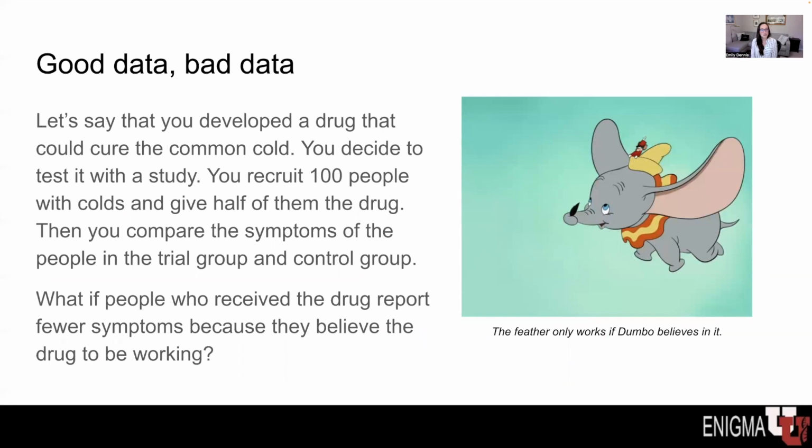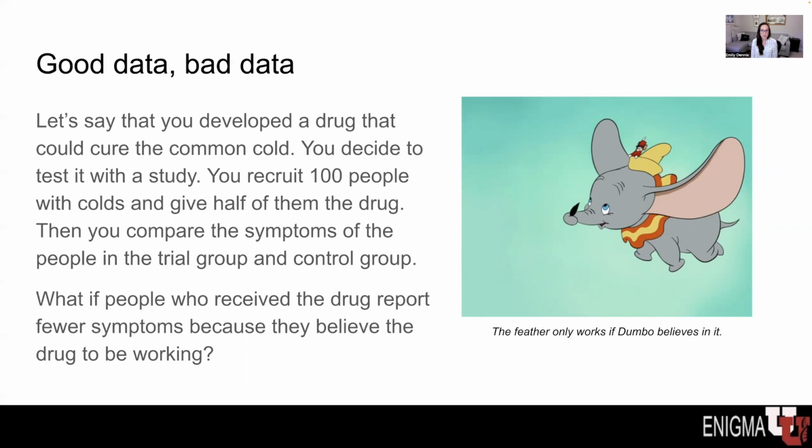And lastly, and we're going to go into more detail on this in the next lecture, another example of things that we need to consider when we want to know if we have good data or bad data. Let's say that you developed a drug that can cure the common cold, and you decide to test it with a study. You recruit 100 people who have colds, and you give half of them the drug. You then compare the symptoms of the people who got the drug, the trial group, and the people who did not get the drug, the control group.